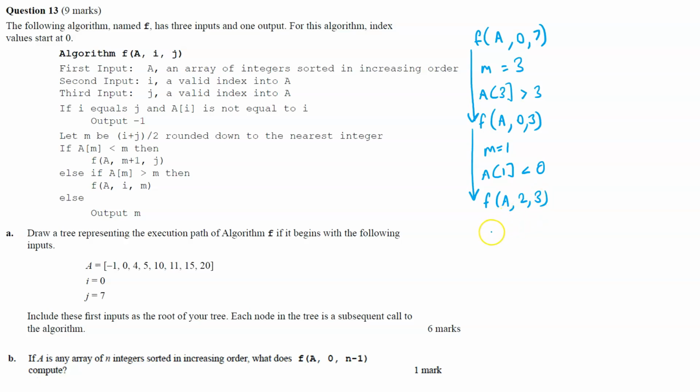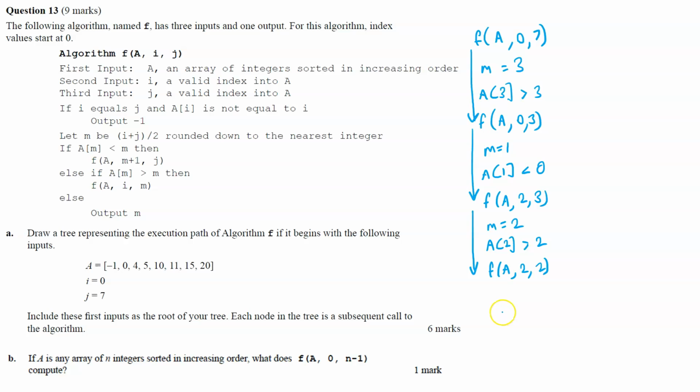3 plus 2 equals 5. Divide by 2, round it down, we get m equals 2. We have A of 2, so 0, 1, 2 is 4, which is greater than 2. So again, we're on the second bit, and we're going to run f on the array. I was 2, and m was 2. That's our next call.